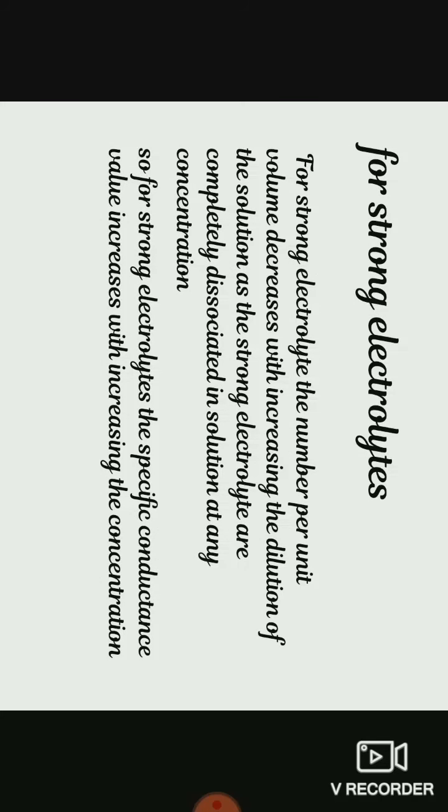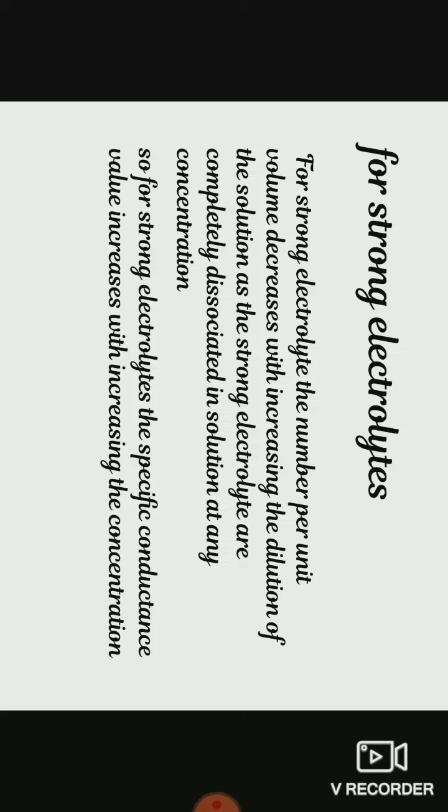what will happen? For the strong electrolytic solution, the number of ions per unit volume decreases with increasing dilution of the solution. If we dilute the strong electrolytic solution, the number of ions per unit volume decreases, as strong electrolytes are completely dissociated at any concentration. What are examples of strong electrolytes? KCl, NaCl. These are all completely dissociated at any concentration, that is alpha is equal to 1. The solution which has alpha value equal to 1 is called strong electrolytic solution. So for the strong electrolytic solution, the kappa value, meaning the specific conductance value, decreases with increasing dilution of the solution or decreasing the concentration of the solution.